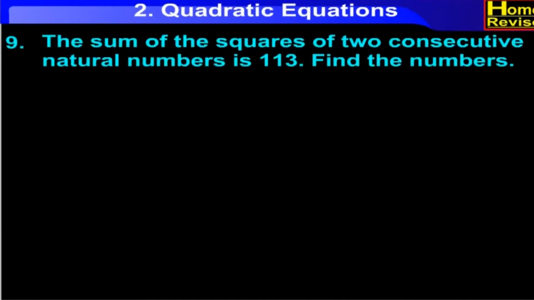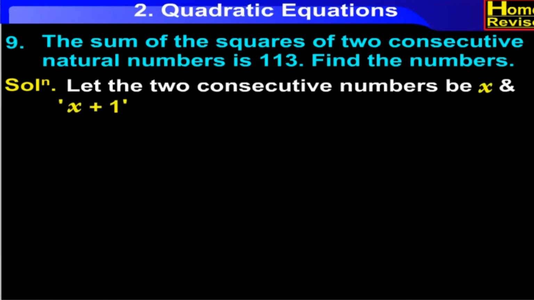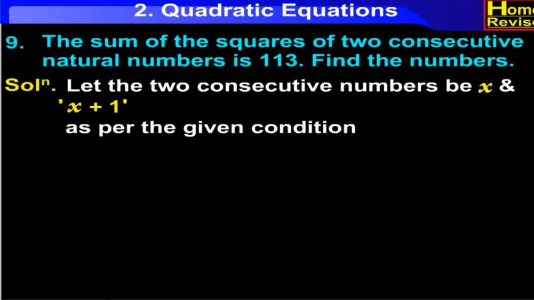The sum of the squares of two consecutive natural numbers is 113. Find the numbers. Solution. Let the two consecutive numbers be x and x plus 1. As per the given condition, we have x square plus (x plus 1) whole square is equal to 113.